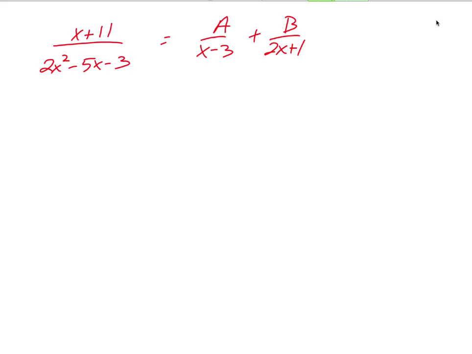Okay, what's next? Multiply. So I just end up with x plus 11 over here. So I need the a times the 2x plus 1, so that is 2ax plus a. I need the b times the x minus 3, so that is bx minus 3b.